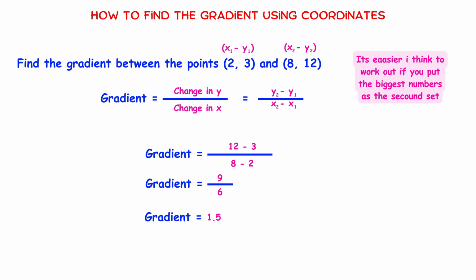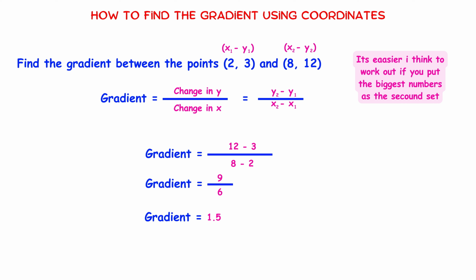So x1 and y1 are the x and y values of the first coordinate, meaning x1 is 2 and y1 is 3, whilst x2 and y2 are the x and y values of the second coordinate, so x2 is 8 and y2 is 12. It doesn't actually matter which set of coordinates you choose to put as the first and the second, but in general it'll be easier to work out if you put the biggest numbers as the second set. So because 8 and 12 are bigger numbers than 2 and 3, we put 8 and 12 as x2 and y2.